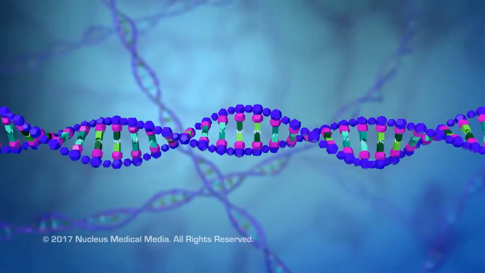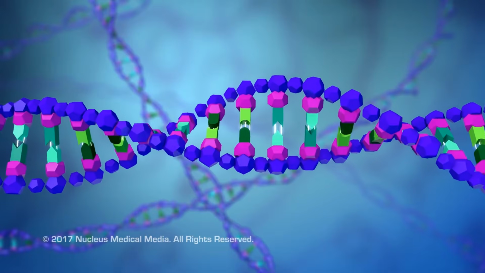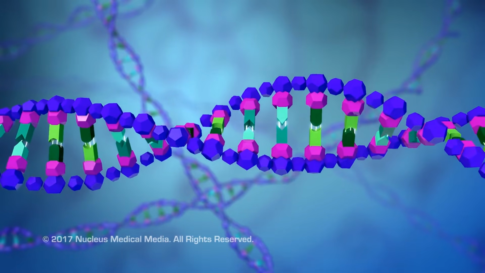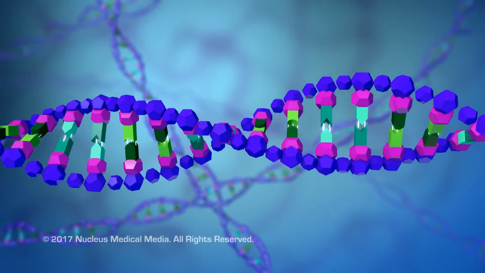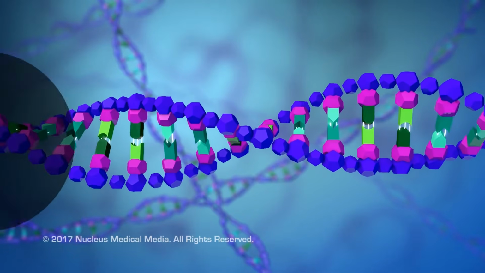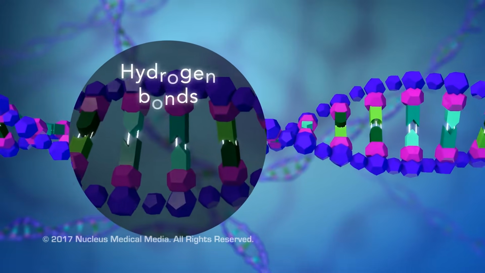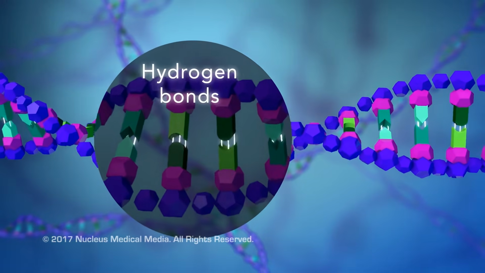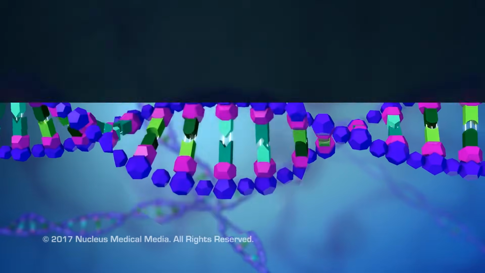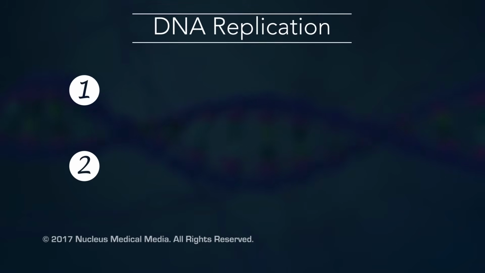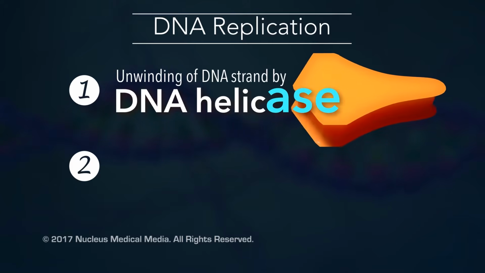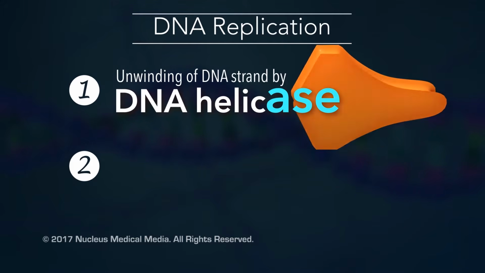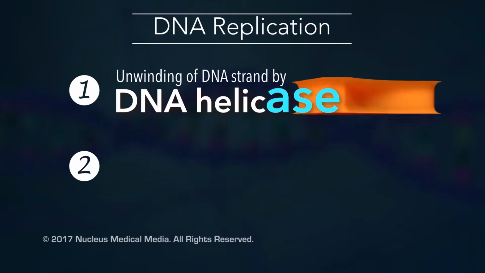If we zoom into the nucleus, we can see the DNA molecule's two strands or sides twisted together in the classic double-helix formation. The two strands are connected by hydrogen bonds between their nitrogenous bases. The first step of replication begins with an enzyme called DNA helicase. The suffix "ase" or A-C-E tells you right away that helicase is an enzyme.